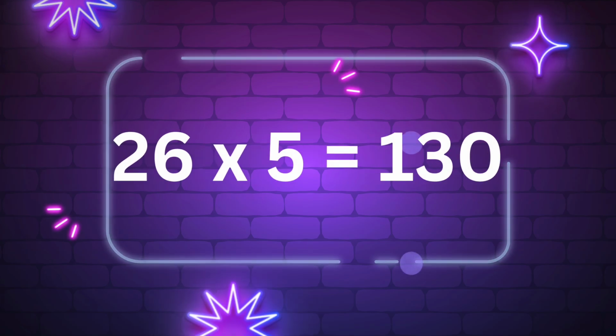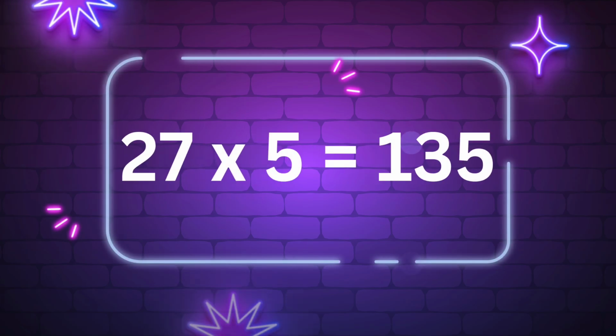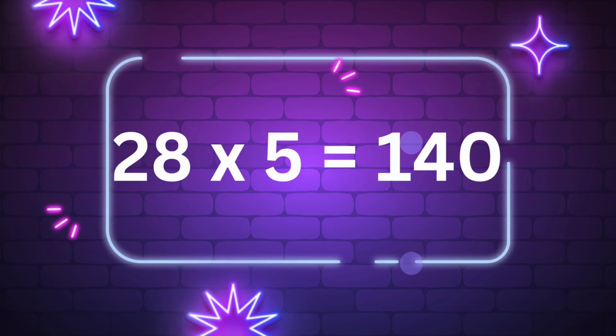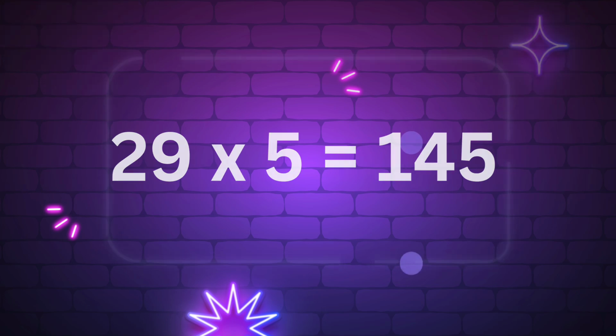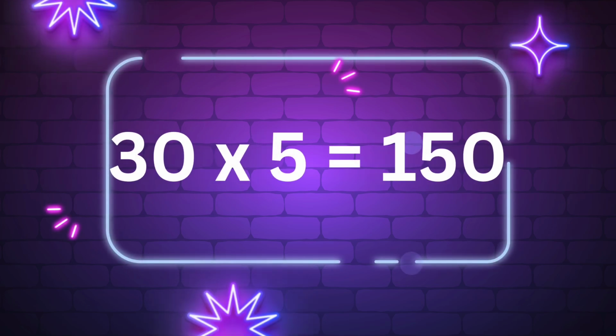26 times 5 is 130. 27 times 5 is 135. 28 times 5 is 140. 29 times 5 is 145. 30 times 5 is 150.